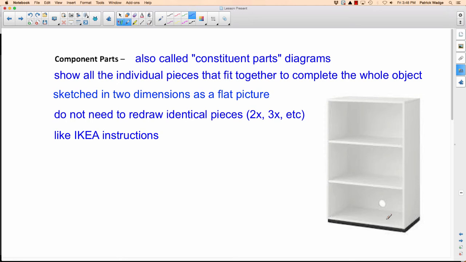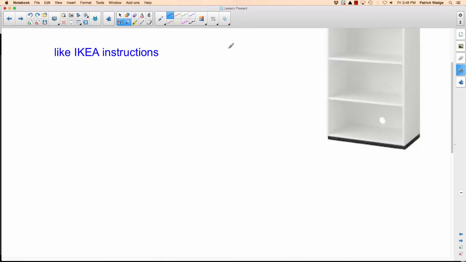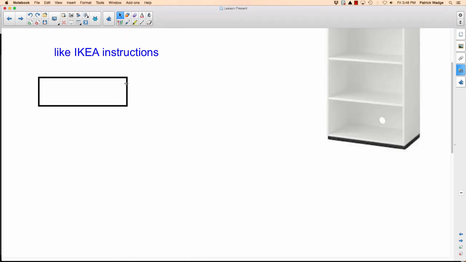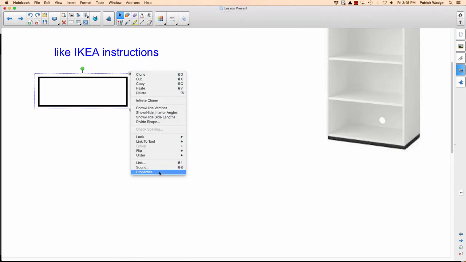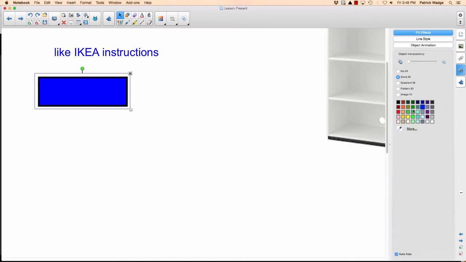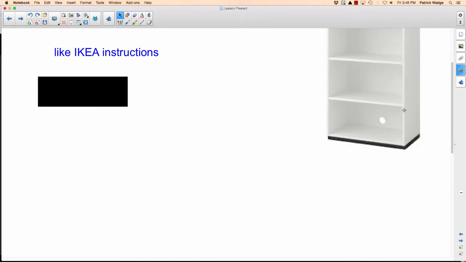Starting at the bottom again, we have our black matte sort of piece. And what shape is that thing? It's a rectangle. So I can actually just draw a rectangle, and I don't know, about that size. And again, maybe I'll make it black. Look, I actually know what I'm doing now. So there's our bottom one.